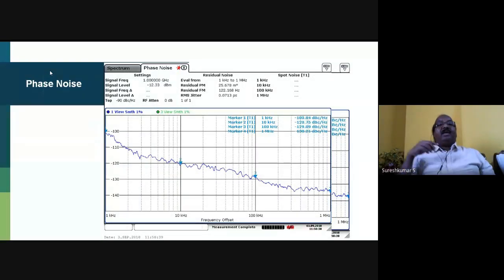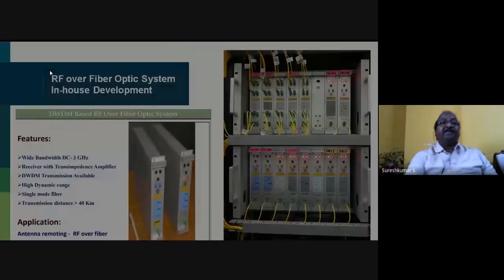When you are transmitting a calibrating signal, for example, a clock signal kind of thing, phase noise is an important parameter. In an optical system, what we have with us is, for 1 kilohertz, we see minus 100.84 dBc per hertz. And for larger bandwidth, it is shown there. So the phase noise response is one you have to see when you are transmitting a reference signal from one point to another point for any application.